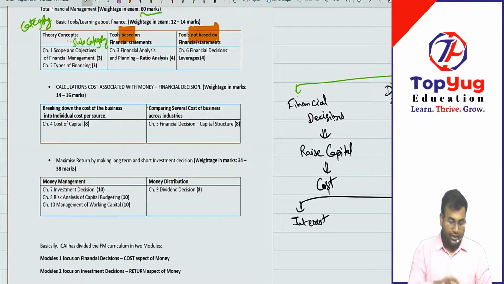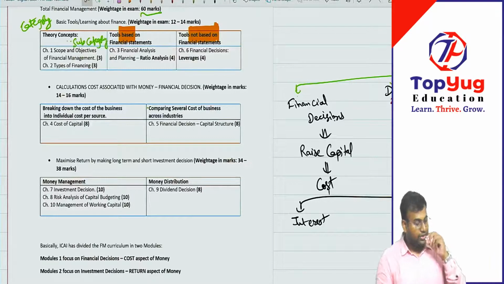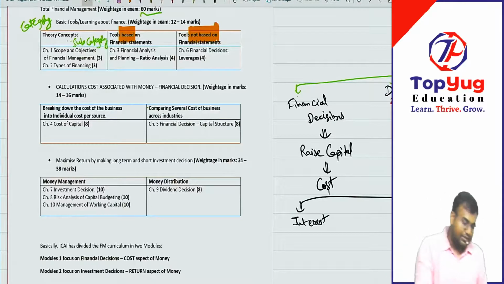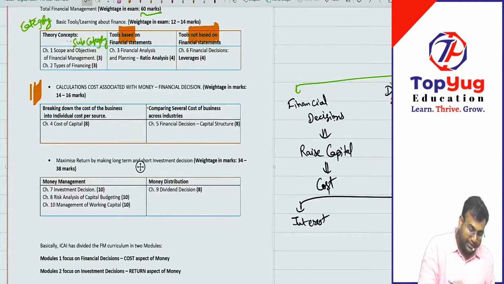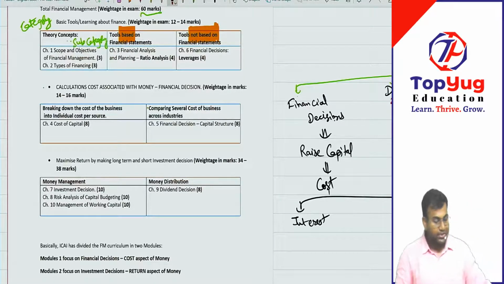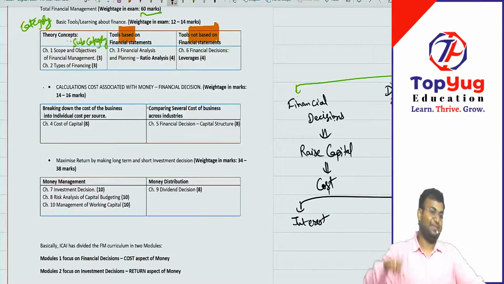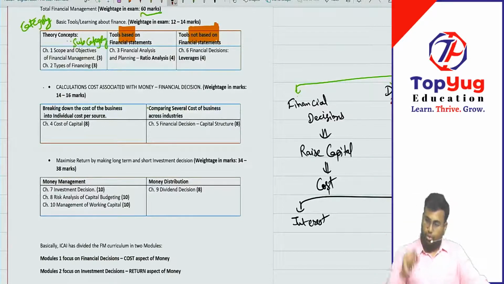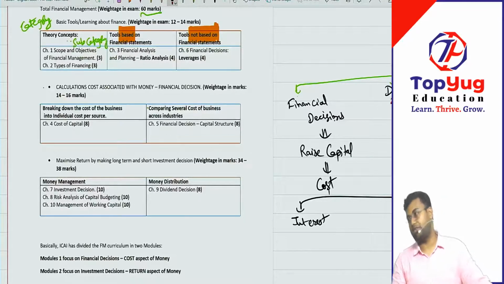Before we get to that part, let us see cost. Calculation of cost associated with the money, that is financial decisions. Again, that is the second category. In this second category, you have topics divided into two segments. One is breaking down the cost of the business into the individual cost per source. Raising money through owners' share capital is one source. Raising money through a bank loan is one source. So what is the cost of each source? We are going to learn that in chapter 4, cost of capital.